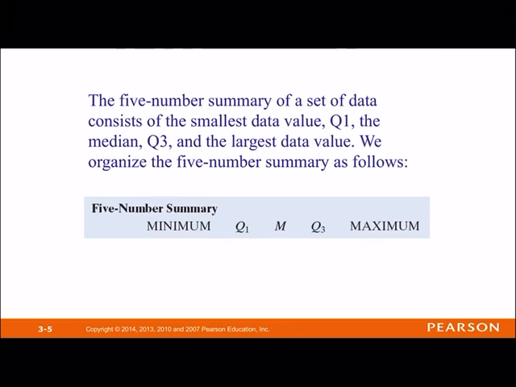Okay, so a 5-number summary of a set of data consists of the smallest data value, Q1, the median, Q3, and the largest data value. And you always organize it as follows. Your smallest number, your minimum, is going to go on the left, then Q1, then your median, then Q3, and then your maximum. And just keep in mind from when we started talking about Q1 and Q3 in a previous section, to find quartile 1 and quartile 3, you have to first find the median. Once you find the median, then you can go ahead and find your Q1 and your Q3.